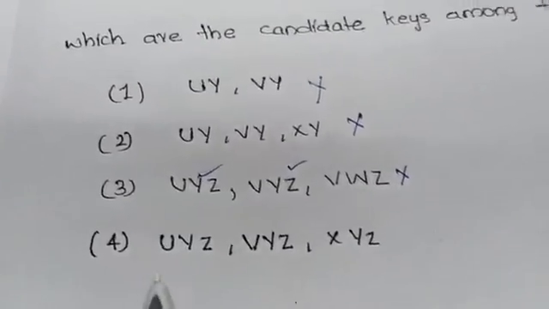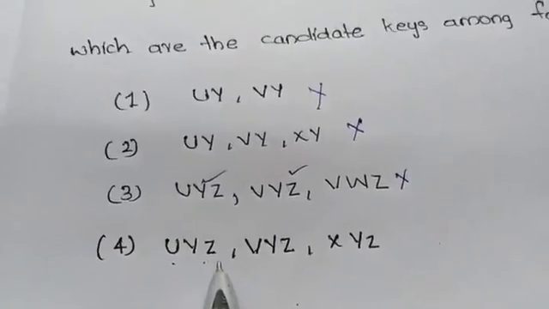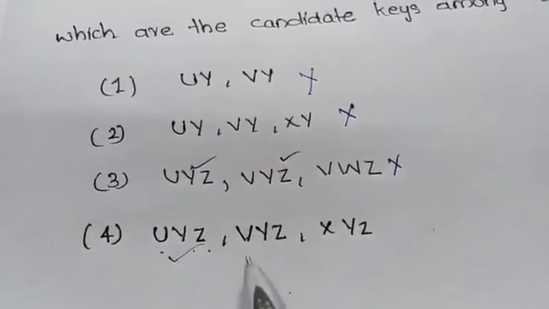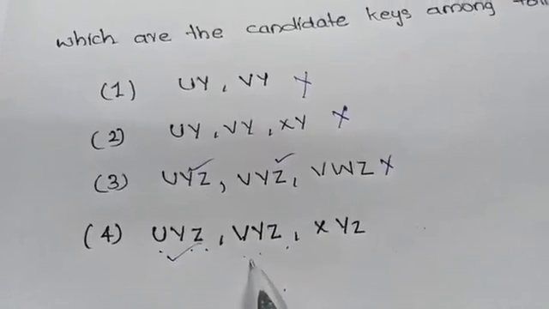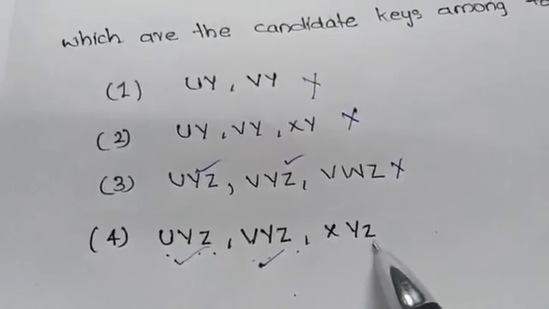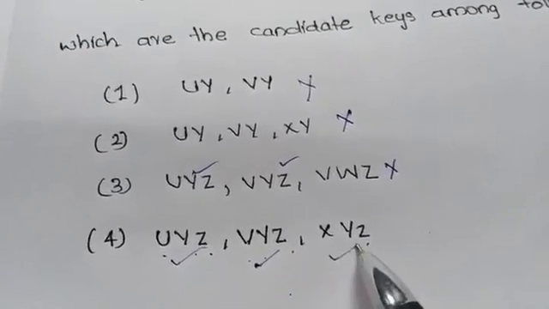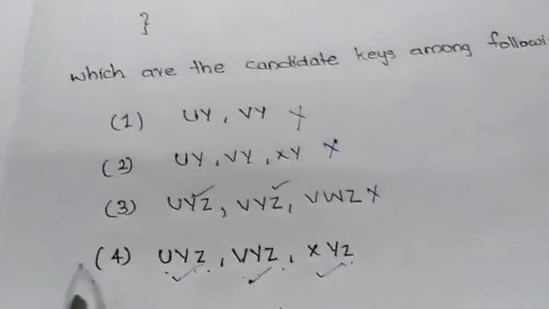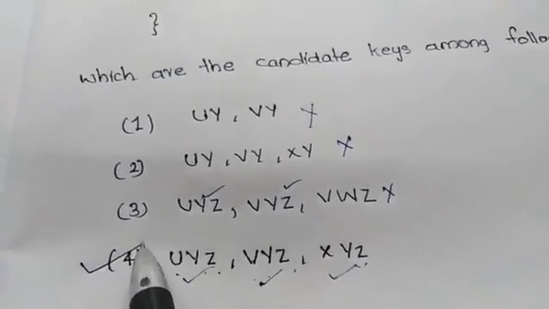So in the fourth option, UYZ. Yes, okay, it is valid. VYZ. Yes, it contains Y and Z, so it is also valid. XYZ. Yes, this is also valid. The correct option is the fourth.